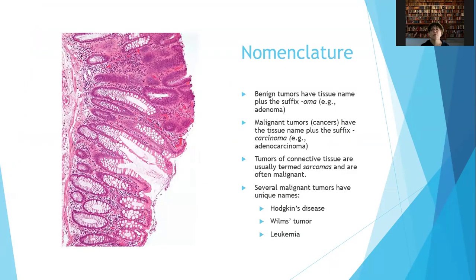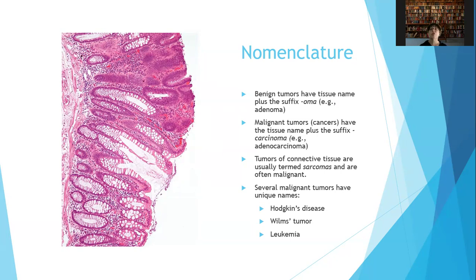So first, a little bit of nomenclature. Benign tumors usually have a tissue name plus the suffix oma. So an adenoma, it's a gland with a tumor. It's a gland tumor. It's an adenoma. And adenomas are one of the most common types of benign tumors.